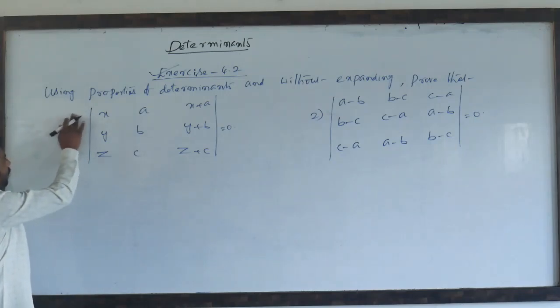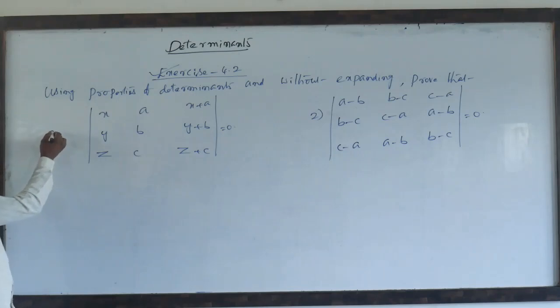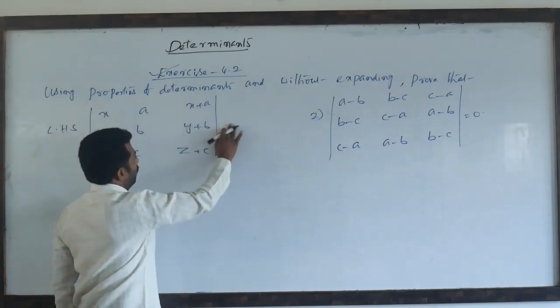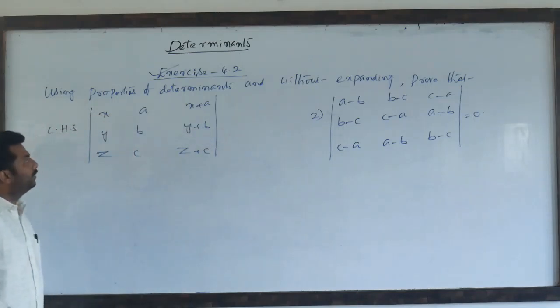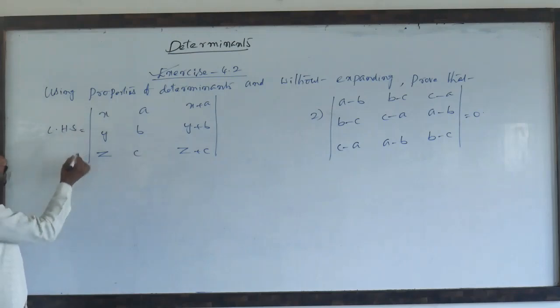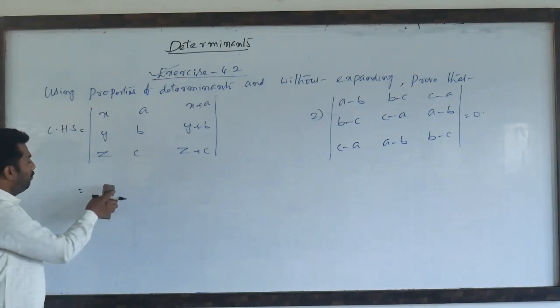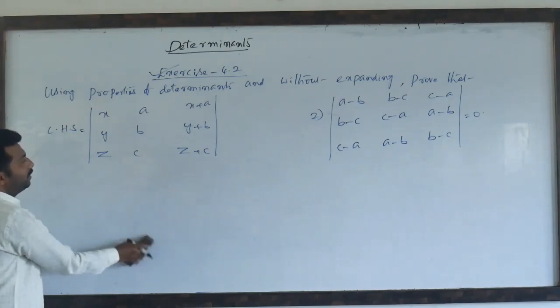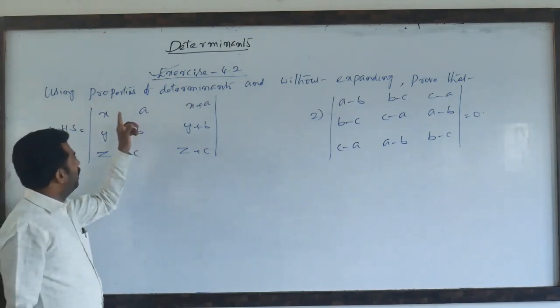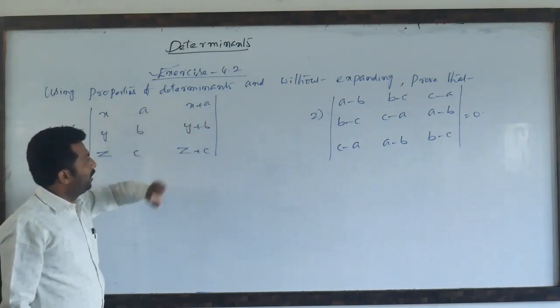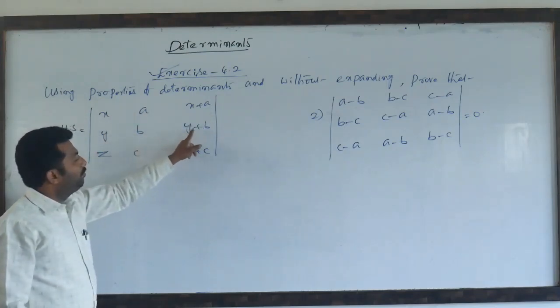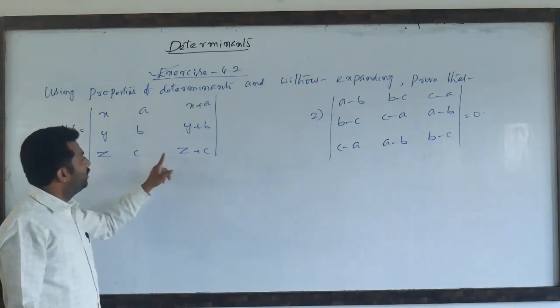So you can try. I am taking this itself as the LHS part, and the RHS means 0, which we have to prove. See, this is the LHS. Now we apply the suitable property. You may think, see here: x, a, here x plus a; y, b, y plus b; z, c, z plus c.